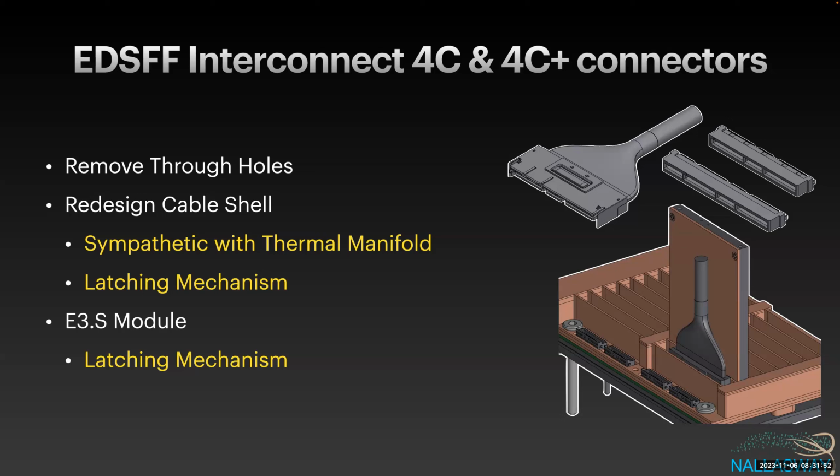So as we've discussed, we need to remove the through holes on that connector, but also the cable shell. They're pretty chunky cable shells we've got today. And so we would like to design the cable shell around the cabled implementations to be sympathetic with the thermal manifold, give us a thermal conduction path, as I'll talk about later, and also have some sort of latch-in mechanism and release mechanism. And equally for the E3.S module, we need some sort of latch-in mechanism on there as well.